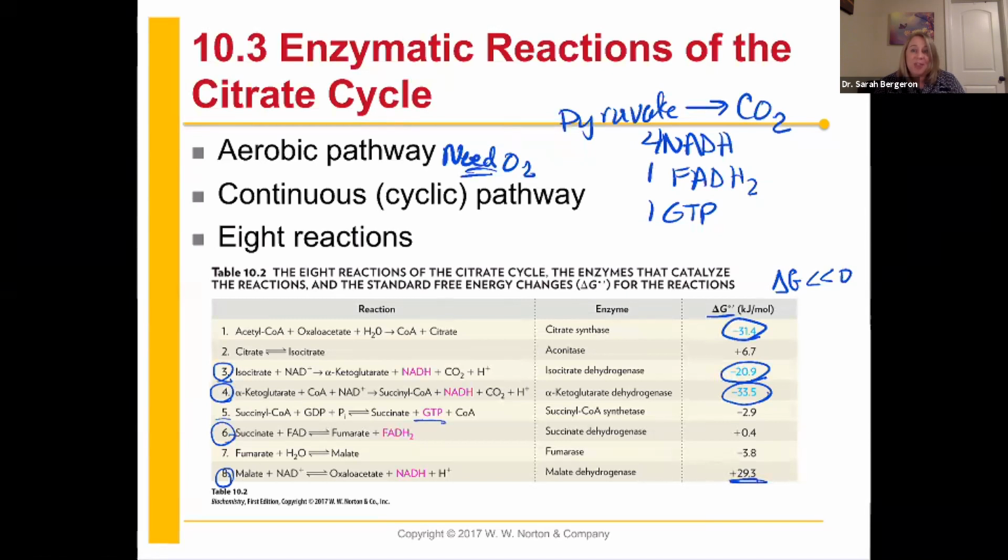Wow, how does that go? Well, the product in this one, oxaloacetate, its concentration is kept very low. And that's how this one proceeds. All the others will proceed, either they're really close to 0 and they're at equilibrium, or they have a very high negative delta G value.